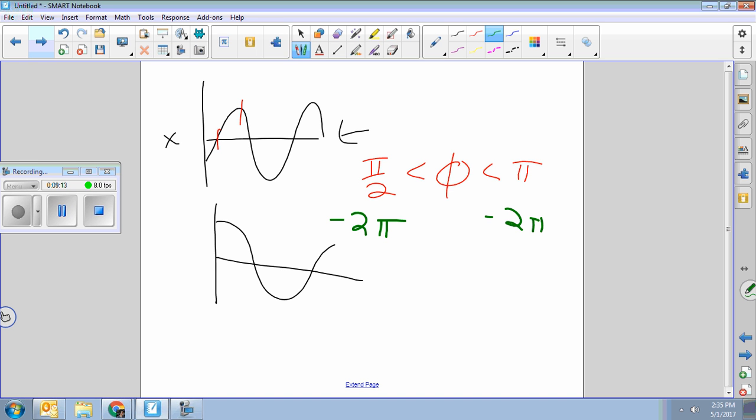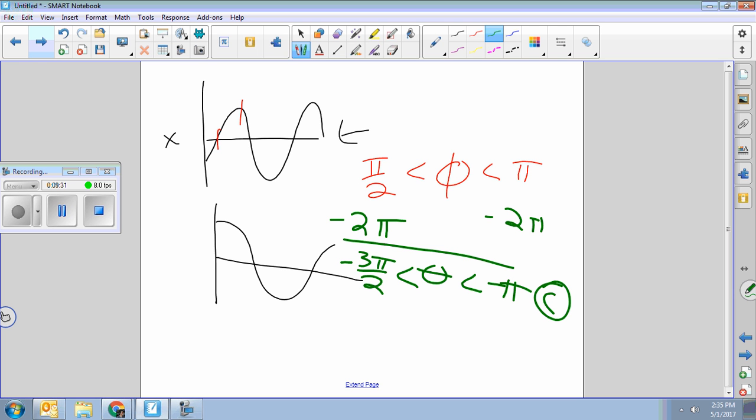Well, it's clearly not B, right? B doesn't work. So let's see if either A or C works. If I subtract 2 pi from this, this gives me negative 3 pi over 2 and negative pi, right? Is that one of my, yeah, that's choice C. So I like choice C. Is that the right answer? It's A. What? Yeah, I put C. Wow. Well, my physics teacher sucks.